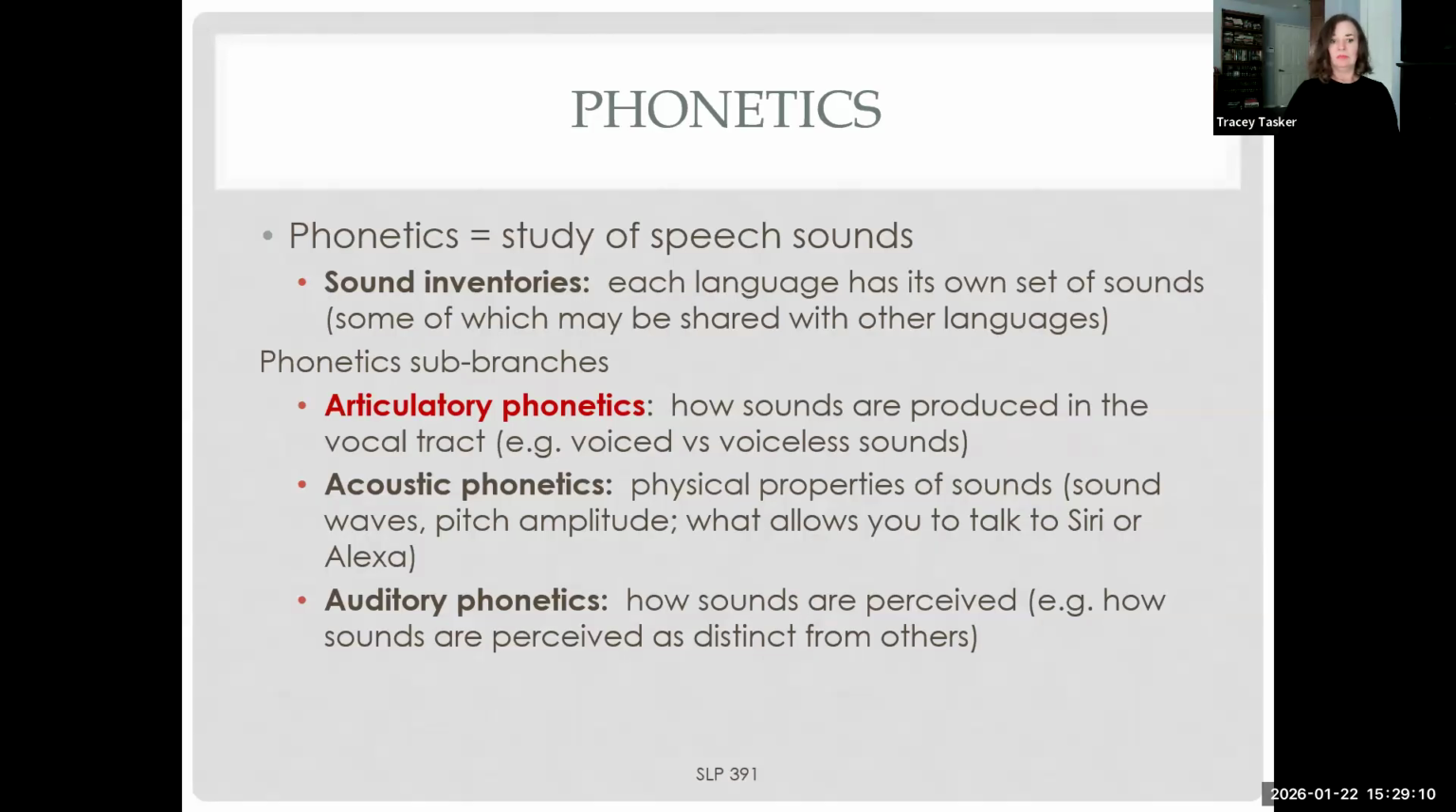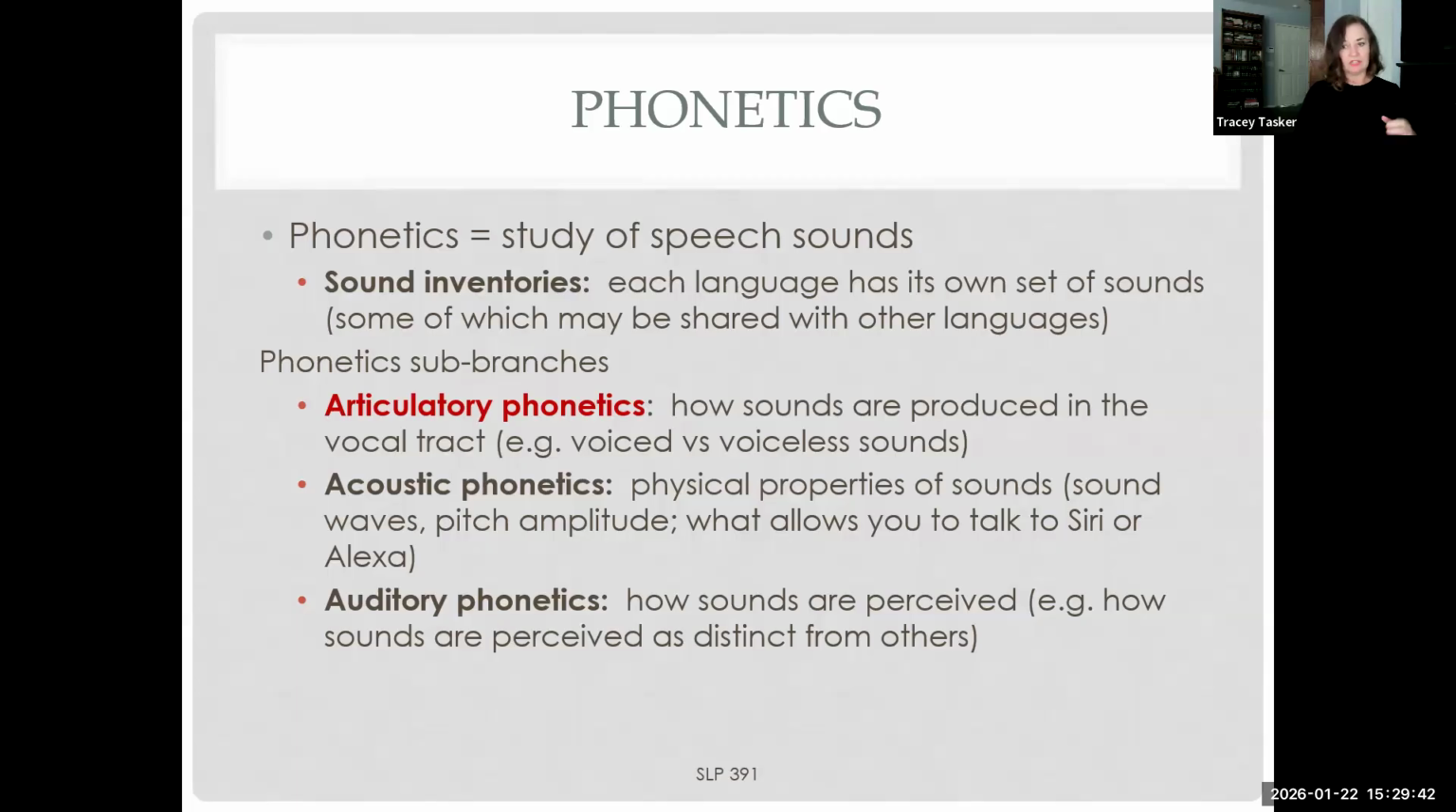Now, if you take a speech science class, you probably are going to be studying acoustic phonetics, so the physical properties of sounds. You'll be talking about wavelength and pitch, and that is not something we're going to do in detail in this class at all, but you will do that in speech science. And you'll talk about some of these same things in an audiology class, for example. So auditory phonetics, how sounds are perceived and different from each other.